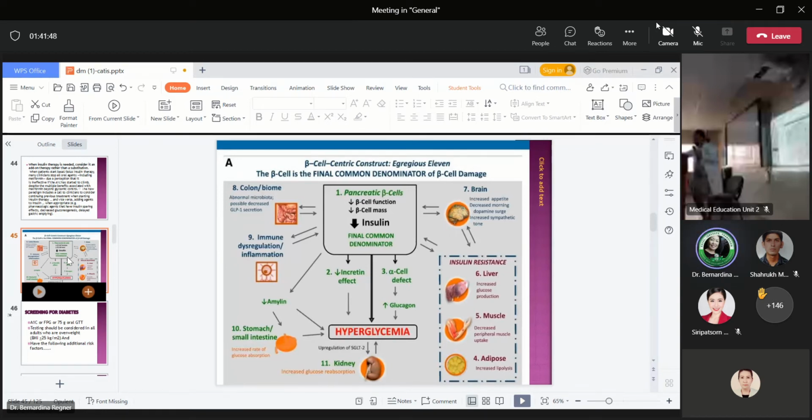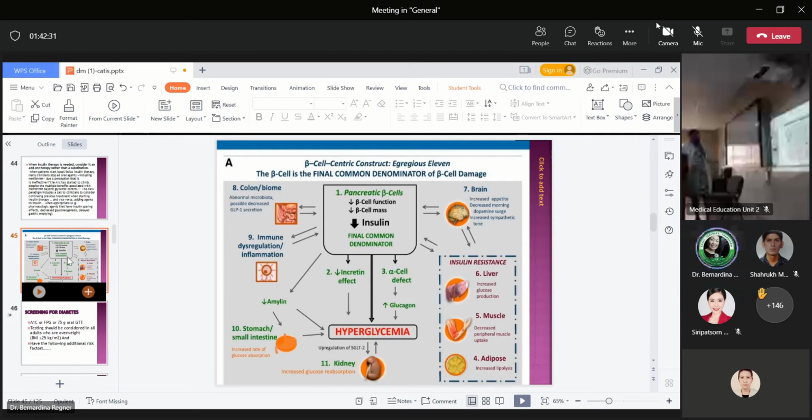Okay, so HPG increase. Then in the brain, what happens? There will be increased appetite, decreased morning dopamine surge, increased sympathetic tone. That can more or less increase your norepinephrine. Okay? Then number 8, you have colon microbiota or biome. There will be an abnormal microbiota, possible decreased GLP-1 secretion. Okay? So again, what is your GLP-1? That is one of your hormones or your incretins.